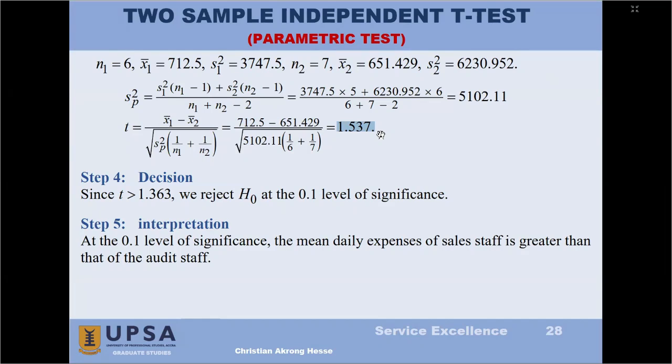The daily expense of the sales staff is greater than that of the audit, because that was the H1. So you may use the H1 to draw your conclusion.